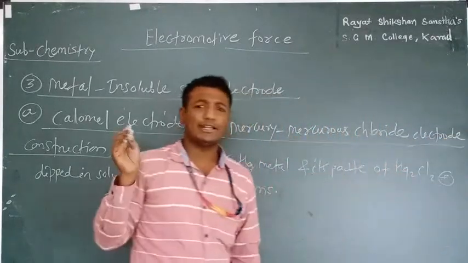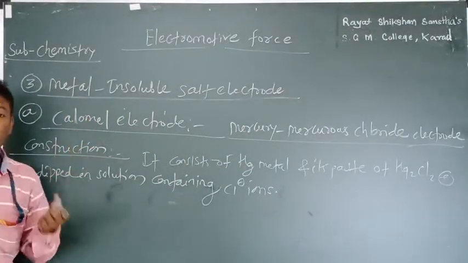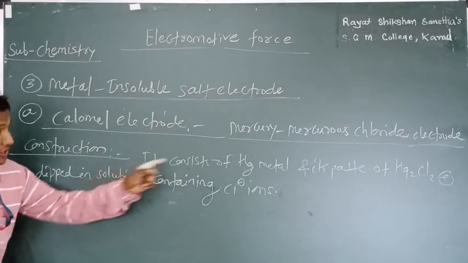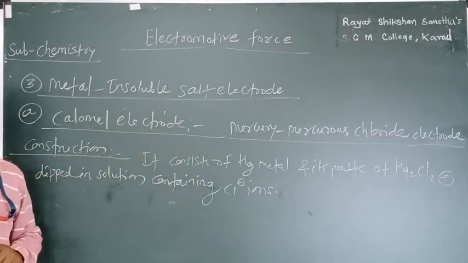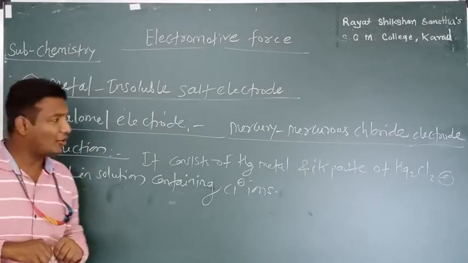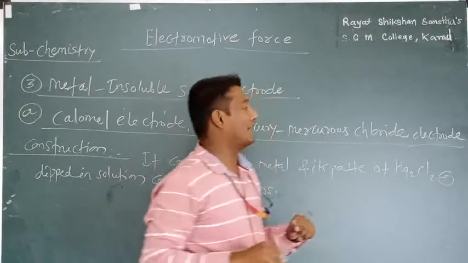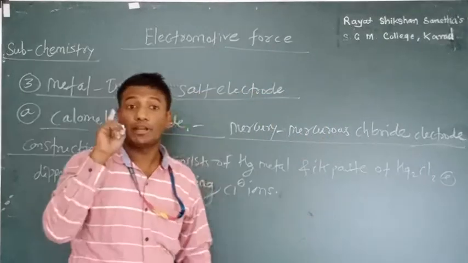Then why is it called calomel? It is nothing but the paste of mercury and mercurous chloride. That's why it is called calomel. It is the paste of mercury and mercurous chloride, mercurous chloride, not mercury chloride.